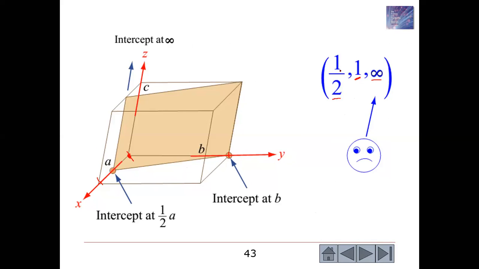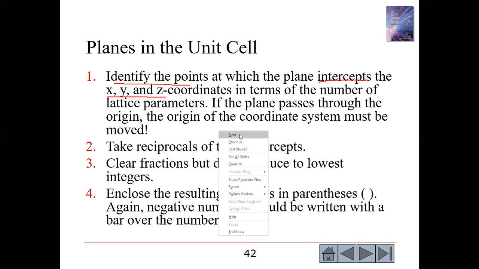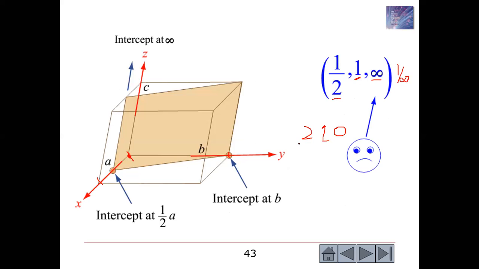The reciprocal of 1 by 2 would be 2. The reciprocal of 1 is 1. And the reciprocal of infinity is actually what? 1 by infinity is equal to 0. So we took the reciprocals. Third is to clear fractions, but do not reduce to lowest integers. There are no fractions and it is already in the lowest integer form. We cannot reduce it further. So 2, 1, 0.